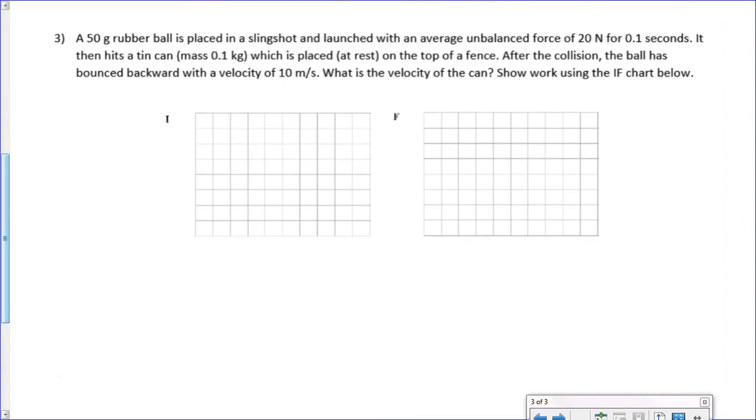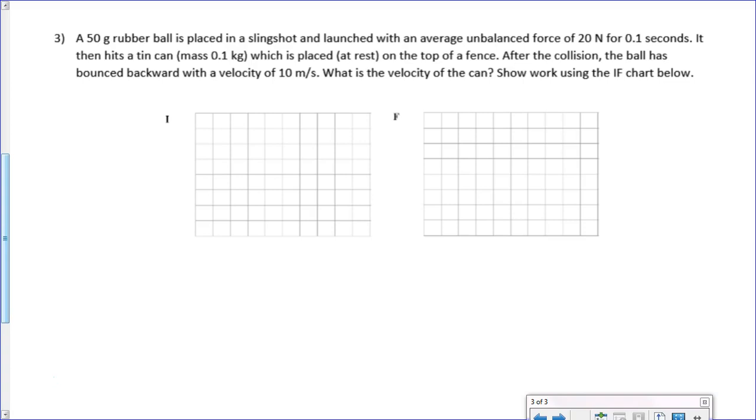Okay, this last problem here is an impulse problem. So what we'll be doing here is we'll first be doing an impulse calculation. We'll use that for our initial graph, and then we'll talk about our final graph. So we've got a rubber ball placed in a slingshot. It says it's launched with an average unbalanced force of 20 newtons for 0.1 seconds.